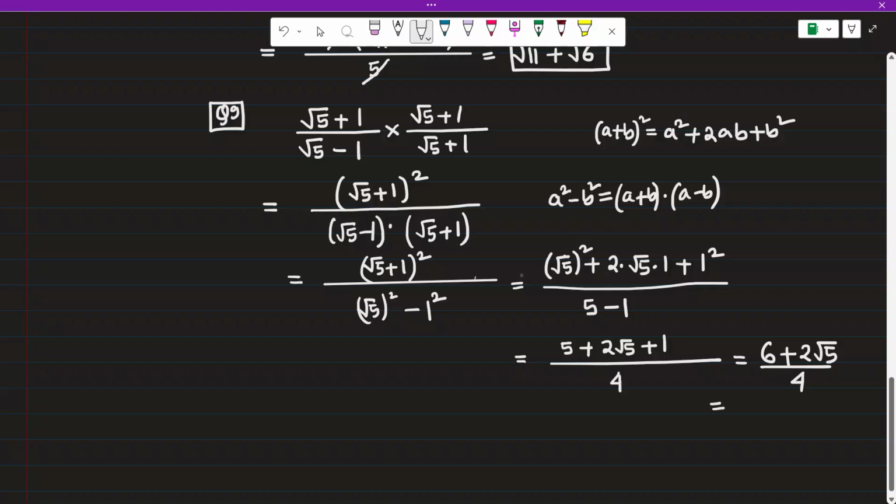Now if we take the LCM of 6 and 2, we get 2. So you can write 2(3 + √5) over 4. If we cancel out by 2, 2 times 1 is 2, 2 times 2 is 4. So we get (3 + √5)/2. That's our final answer.